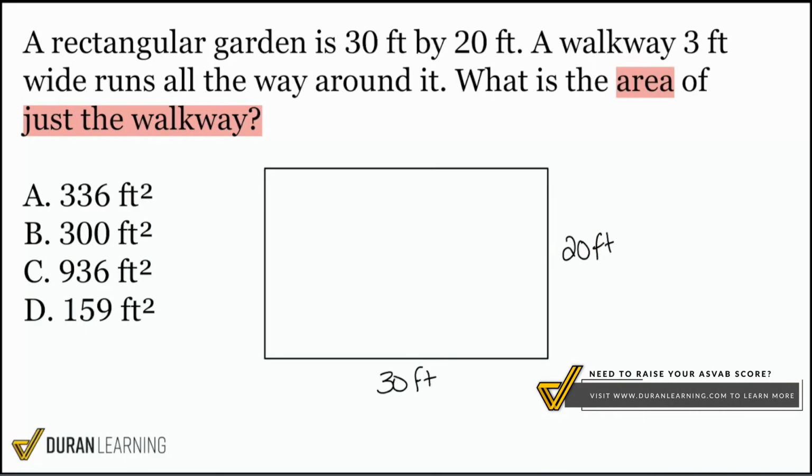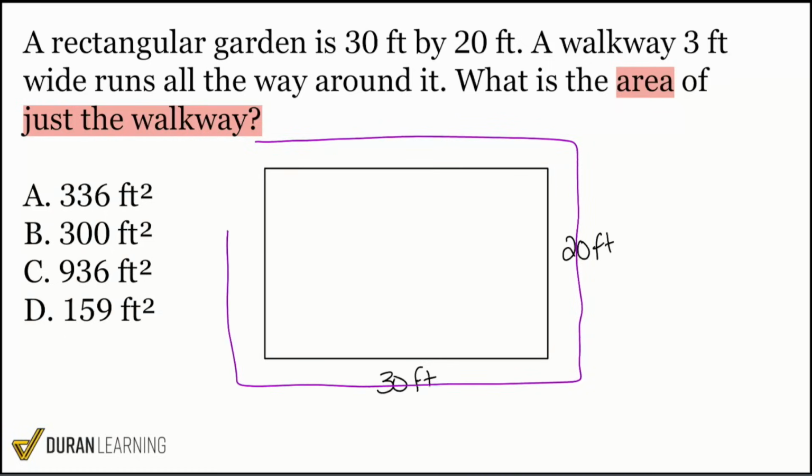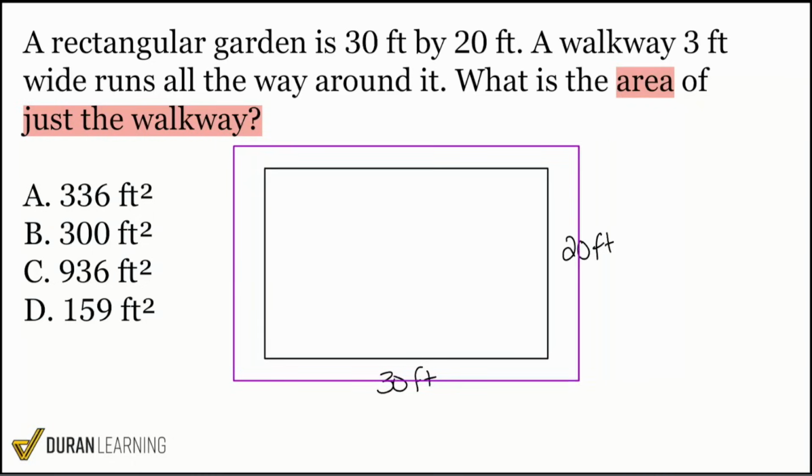And then from there, it says a walkway 3 feet wide runs all the way around it. Okay, one more time. It says again, a walkway that's 3 feet wide runs around it. So we're not talking about a walkway like this. No, we're talking about a walkway on the outside, everybody. On the outside. And that's the biggest key. That is the biggest part of this problem here.